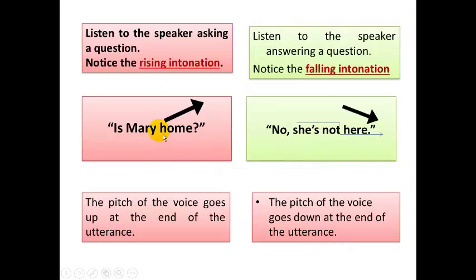Here we have a yes-no question, and you notice the rising intonation when I say it. Is Mary home? Notice the falling intonation in the answer. No, she's not here.